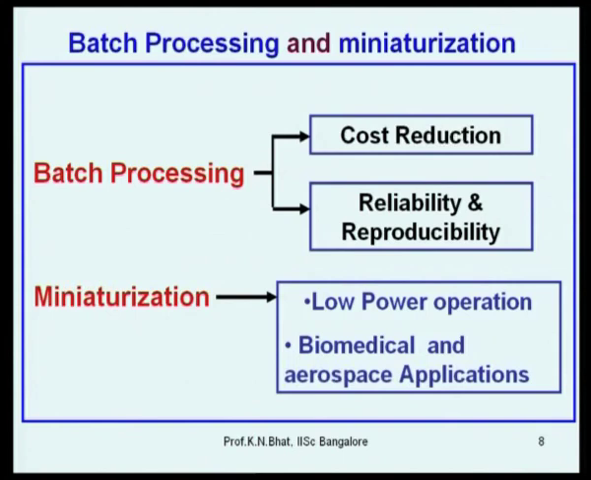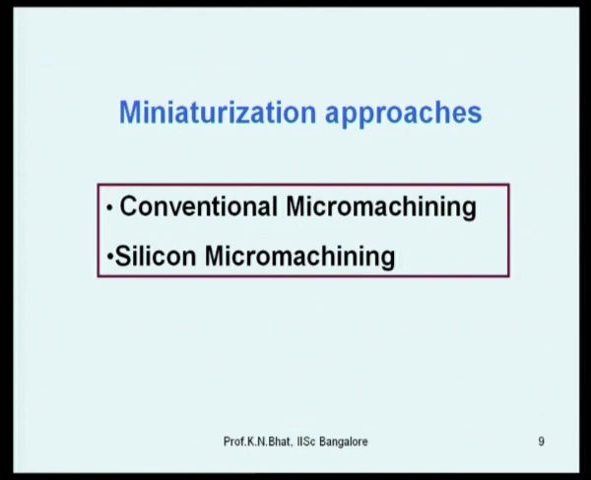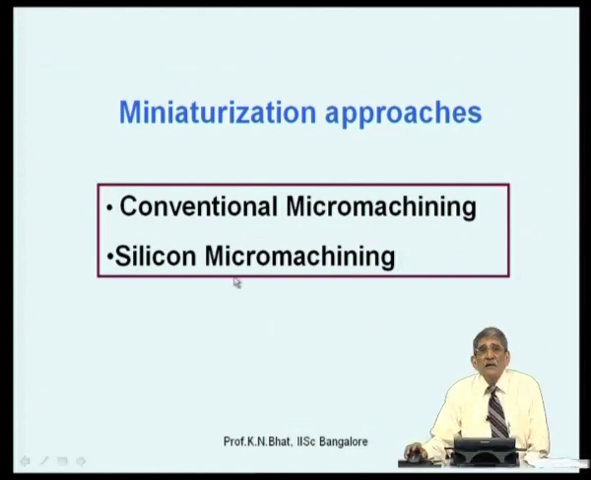For example, if I want to insert some device into the human body, you cannot afford to have a big size. It should be very, very small. A very good example of that I will illustrate with some devices which should be inserted into the head, the brain, to monitor the pressure. Now, let us take a quick look at a comparison before I go into the details of the microsystems.